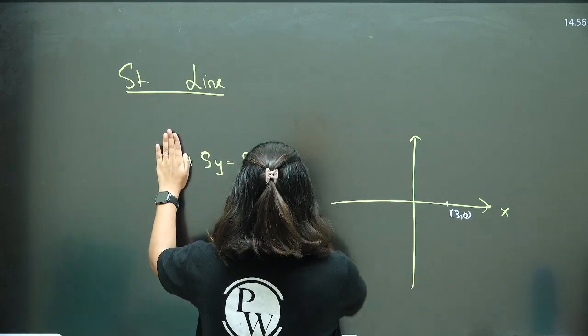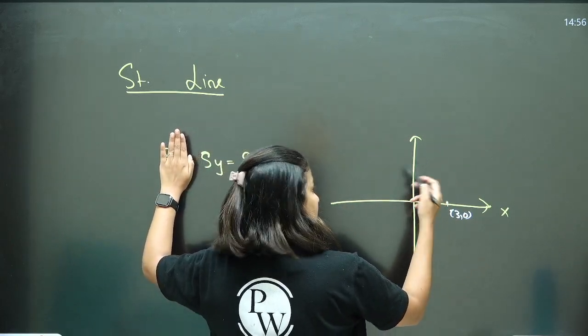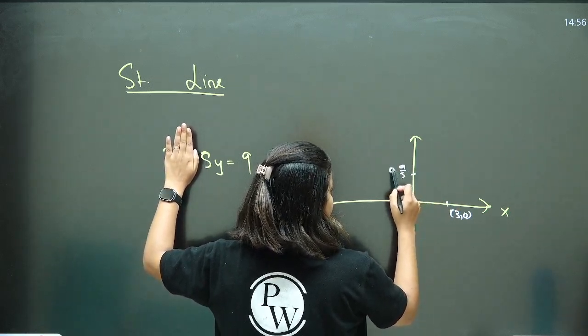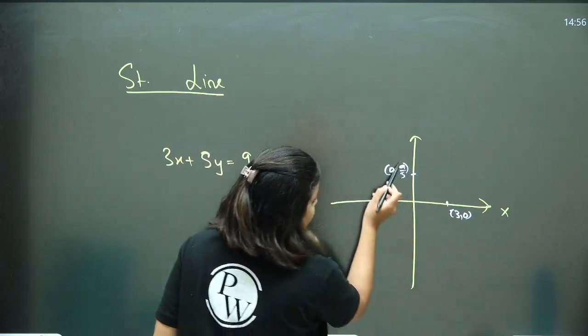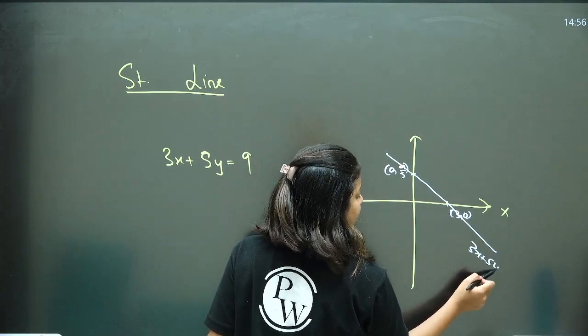Then put x = 0, y will be 9 by 5, which is roughly 1 point something. So here it is about 9 by 5. And then join the 2 points. You will get the equation of the line. As soon as you join the points, name the equation as well: 3x plus 5y equal to 9.